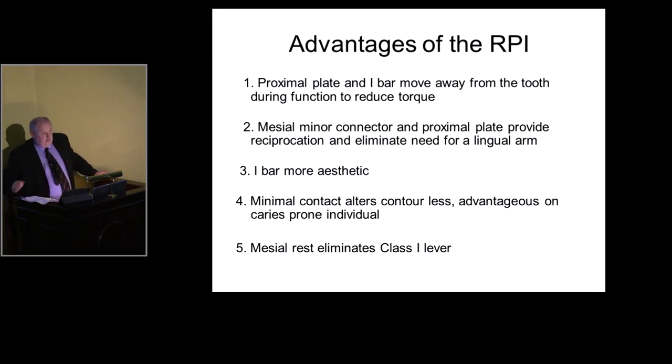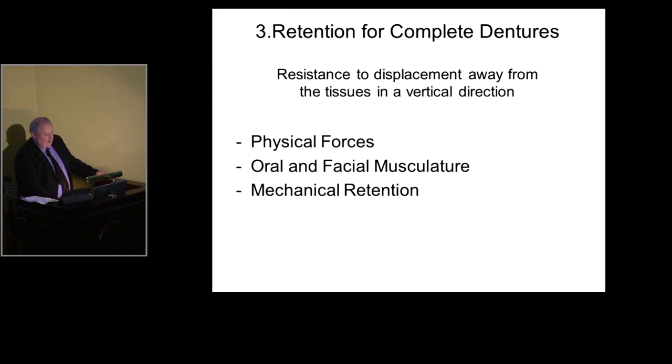So the advantages of the RPI: the proximal plate and the eye-bar move away from the tooth, like I was describing there. The mesial minor connector and proximal plate eliminate reciprocation needs. The eye-bar is more aesthetic, with minimal contact. For caries-prone individuals, the eye-bar is better than an occlusally approaching clasp, and it eliminates the class 1 lever.